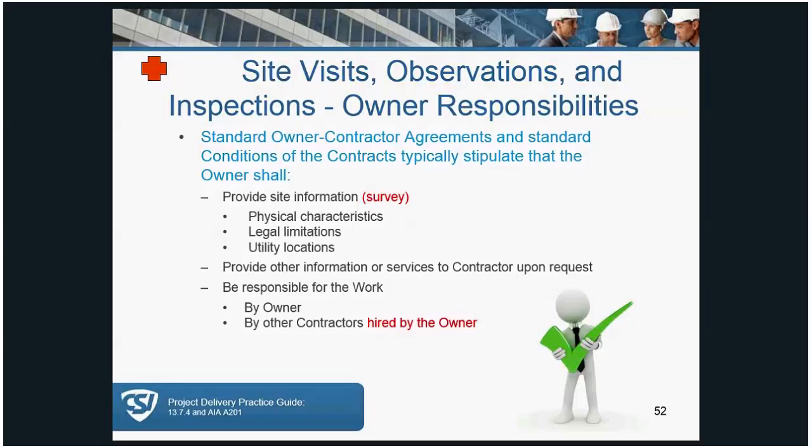The owner's responsibility. Basically, the owner is responsible to provide the survey. Very important for you to remember that. It's not the architect's responsibility, but it's the owner's responsibility to provide that. They may contract the architect engineer to do that survey or provide it, but it's the owner's obligation under his contract. There may also be work that's completed by other trade contractors or specialty contractors that are hired by the owner, and that needs to be coordinated with the contractor. Next.